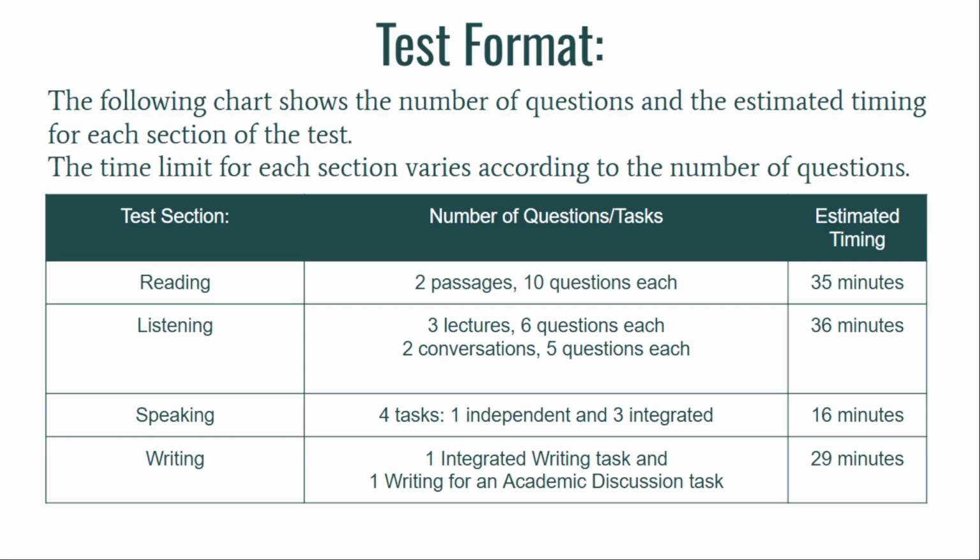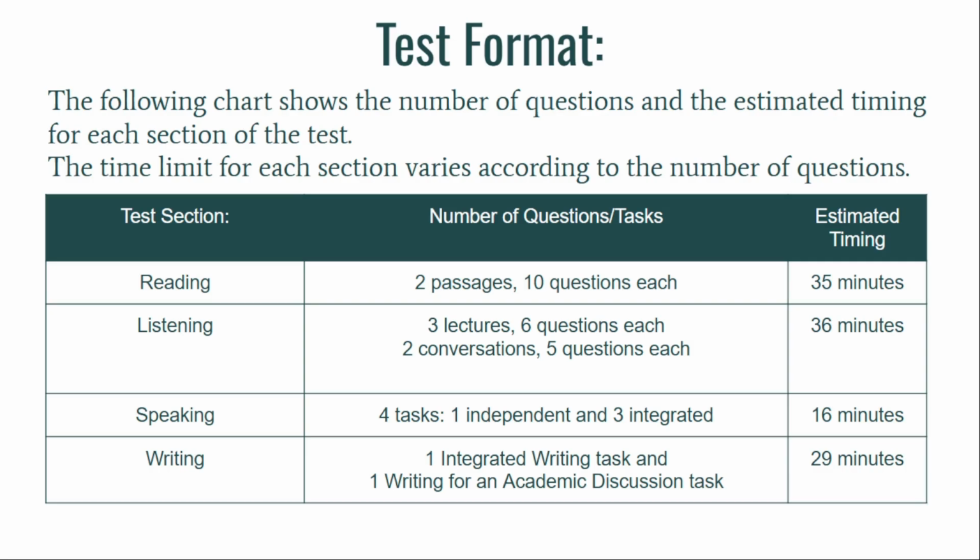Finally, let us discuss the writing section. Here, you will complete 2 tasks in 29 minutes. The first one is your integrated task, where you will read, then listen, and then write a response based on it, where you will have overall 19 minutes. Then you have your academic discussion task, wherein you have to participate in a forum style discussion, wherein you will again get 10 minutes.